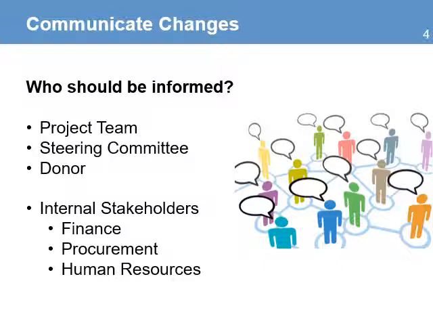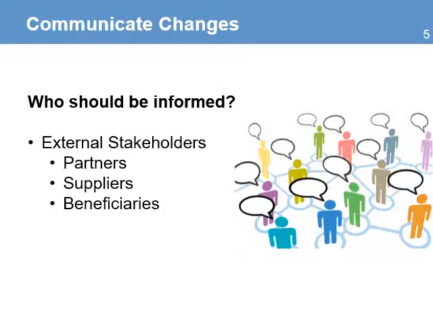The first group that needs to receive information on the changes is the project team. You also need to inform the steering committee, the donor, and some internal stakeholders, especially those stakeholders that are providing support to the project. Internal stakeholders include the finance department, procurement, and human resources. They are supporting the project and they need to be aware of all the changes that will affect them. This is needed so they can coordinate their internal resources to provide their support.